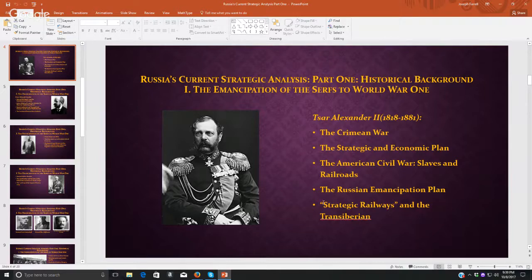Now, there's another part of this emancipation of the serfs, because, as I said, the ultimate goal here is to industrialize Russia, to create the conditions where Russia can become and remain and sustain being a major military economic power. All right. And part of this calculus, as I mentioned earlier, was railways.